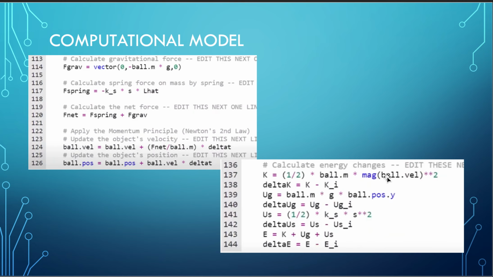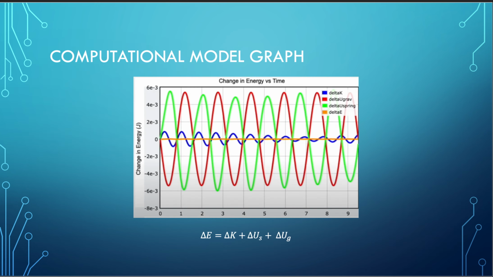This is the change in kinetic energy, the first formula. This is the change in gravitational potential energy, the change in spring potential energy, and the change in the total energy. Here we have a computational model that shows the change in energy versus time, which is also shown by this formula down here. And you see as the orange line remains constant, the orange line is what represents the total energy, which you can see remains at 0.